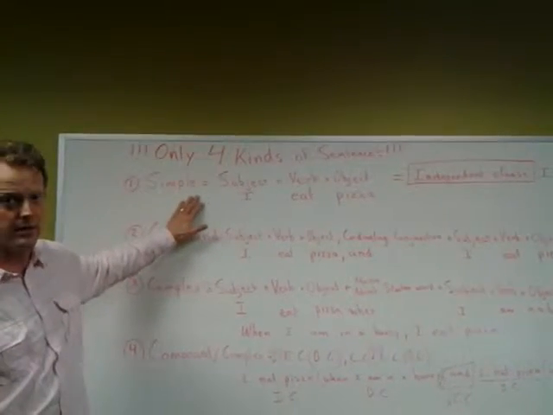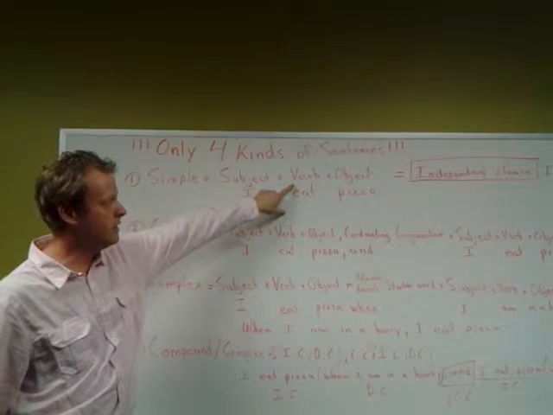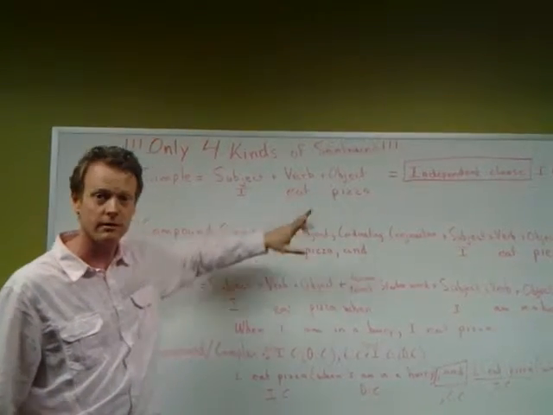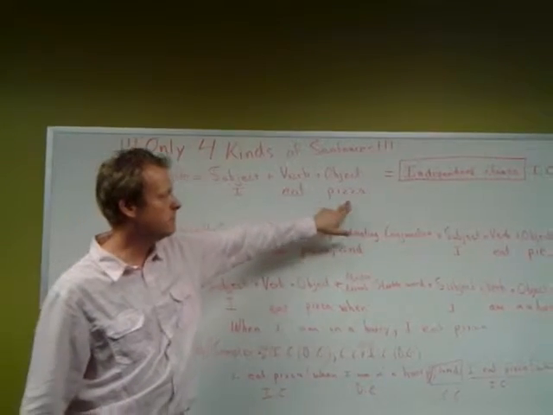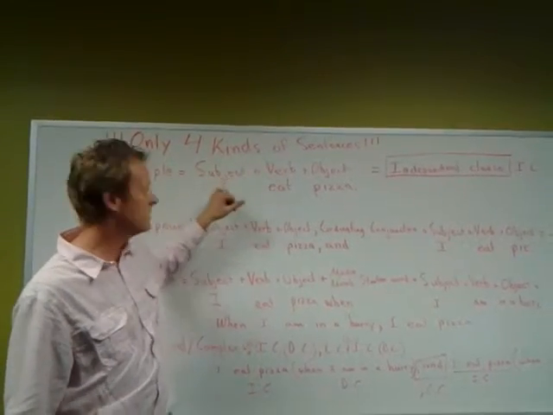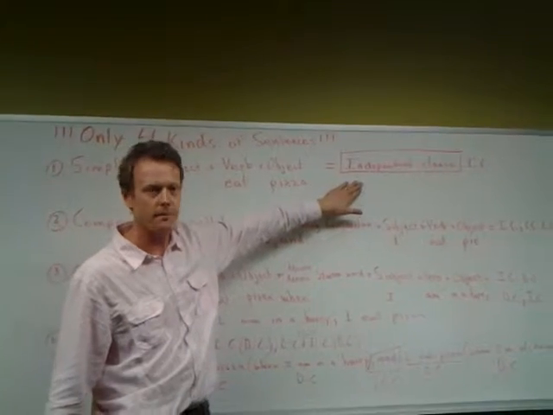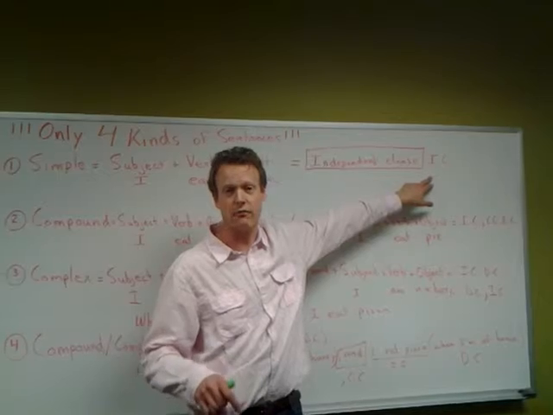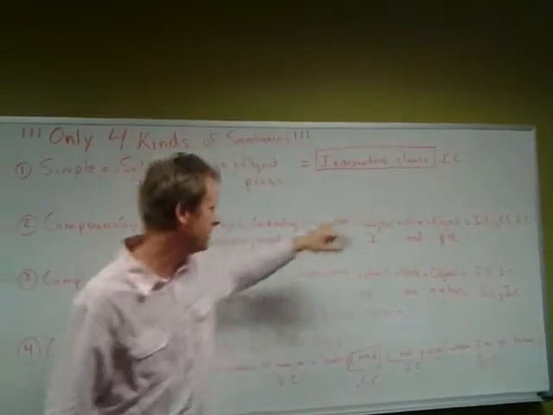A simple sentence must have a subject and a verb, and if it's an active sentence, it usually has an object. An example, I eat pizza. We also call this simple sentence an independent clause. I label an independent clause as an IC. We're going to create a little formula to help you remember this, okay? I call it an IC, an independent clause.